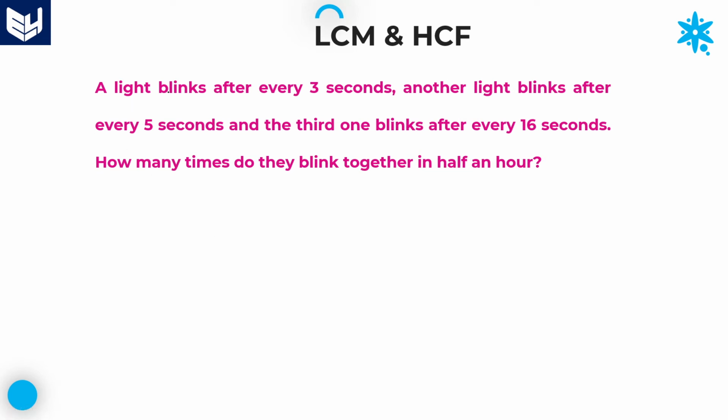See here, a light blinks after every 3 seconds. Another light blinks after every 5 seconds. And the third one blinks after every 16 seconds. Here in total we have 3 lights. First one blinks after every 3 seconds, the second one after every 5 seconds, and the third one after every 16 seconds. How many times do they blink together in half an hour?